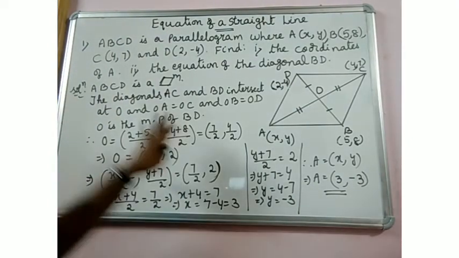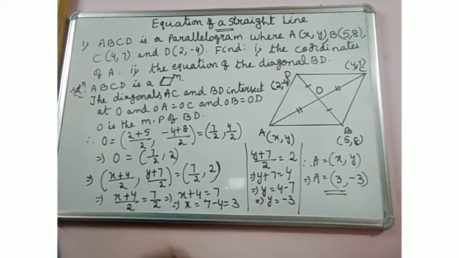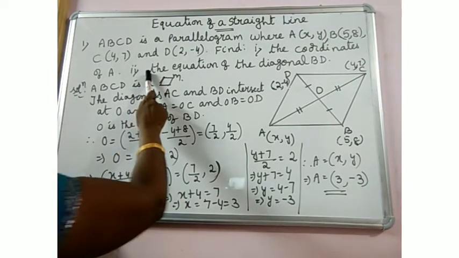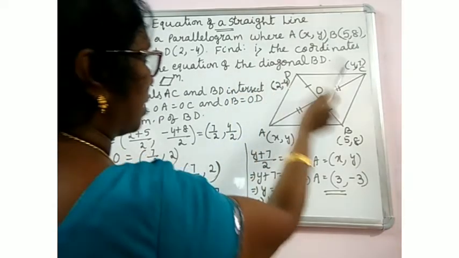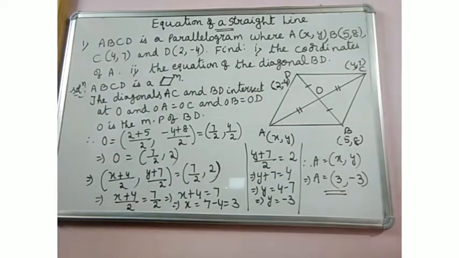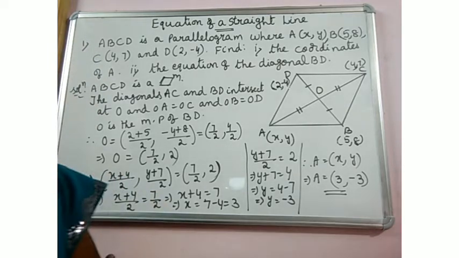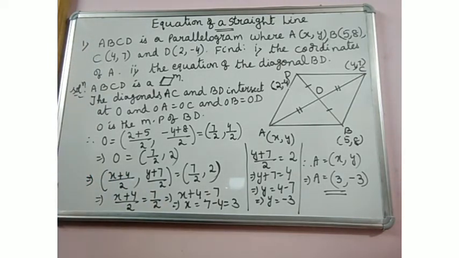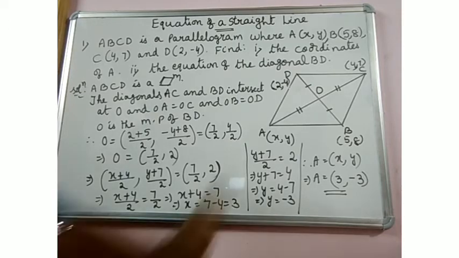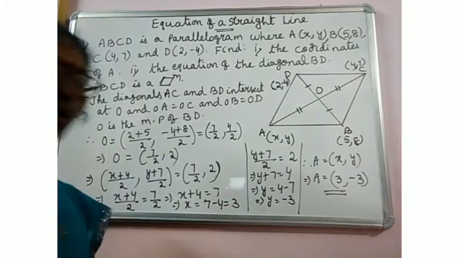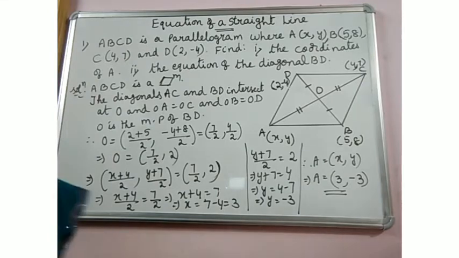Okay. So with this we have completed the first bit. Now let us work out the second bit, that is the equation of the diagonal BD. We have already learned the three forms of finding the equation of a line: slope-intercept form, point-slope form, and two-point form. Here the coordinates of two points are known to us, so by using the two-point form, let us find the equation of BD.